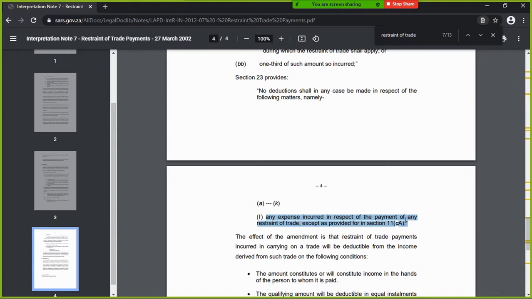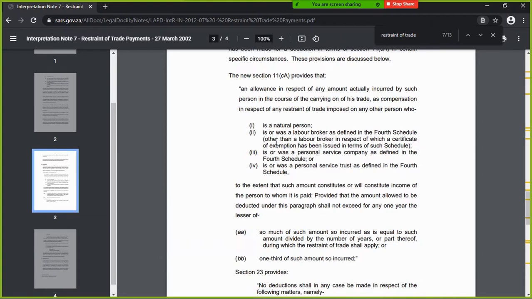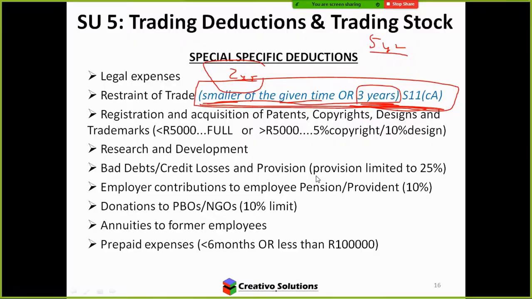Yes. Okay, so it applies to both. It can be included or it can be excluded. It all depends on the type of deduction that you're applying. But it must be very specific. So it must be natural person, labor broker, personal service, or personal service trust. Do you see that? Yes. Okay, but that's very, very specific, right? It's quite obvious in tests and exams.